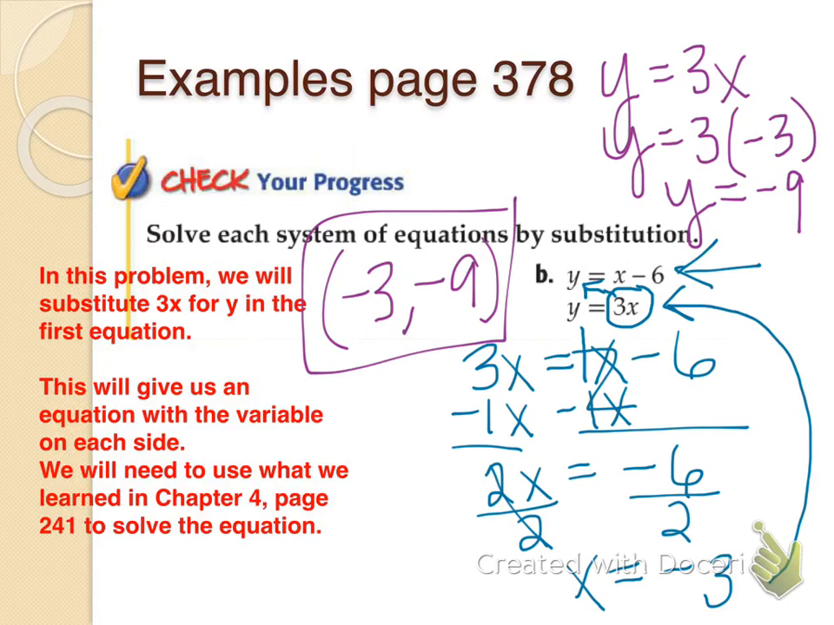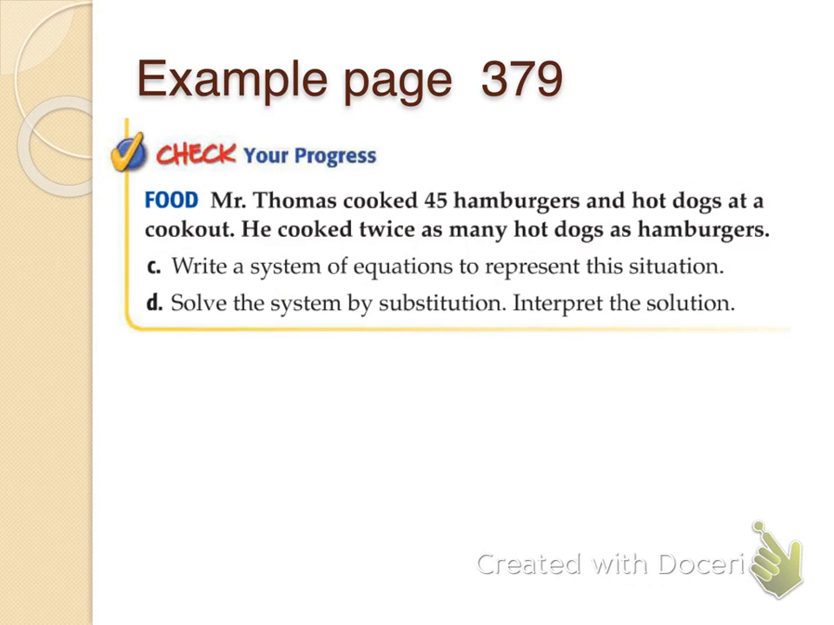You can always check those by filling them in. Negative 9 equals negative 3 minus 6. Yes, negative 3 minus 6 is negative 9. If I plug it into the second equation, I have negative 9 equals 3 times negative 3. Negative 9 does equal negative 9. So you can see that this is the correct solution, negative 3, negative 9. Alright, let's look at this one.